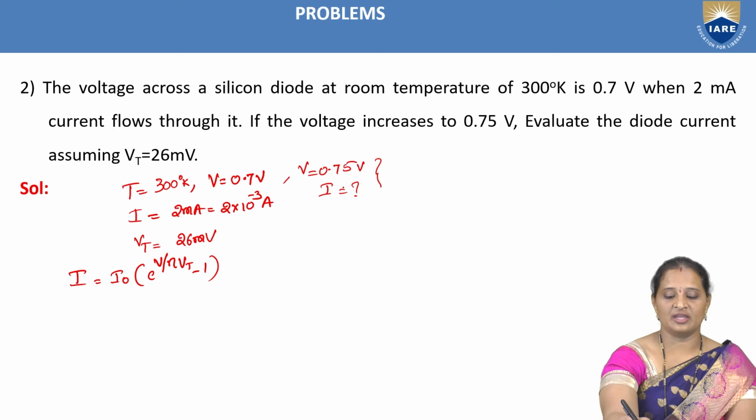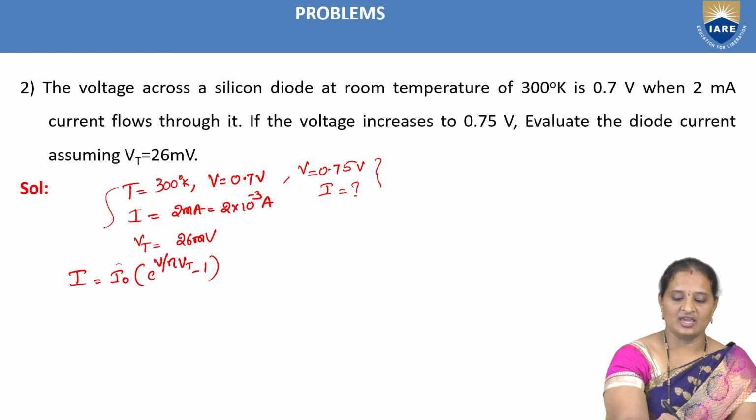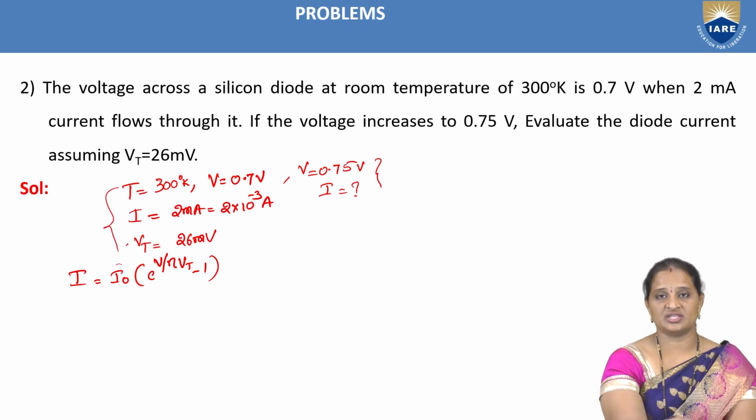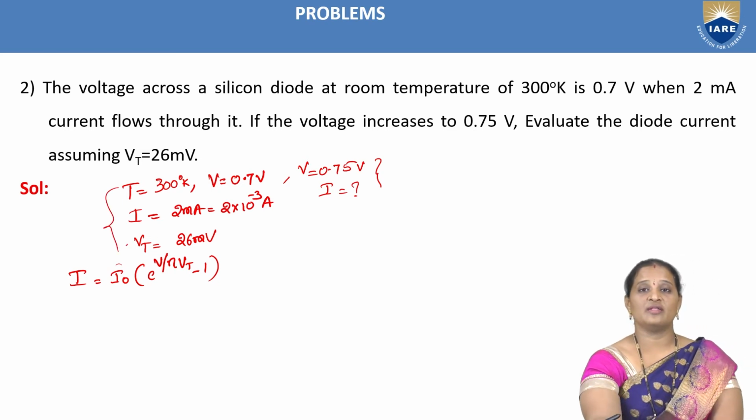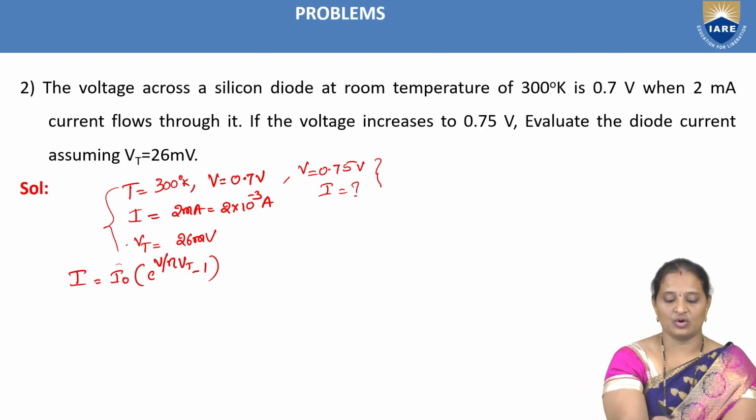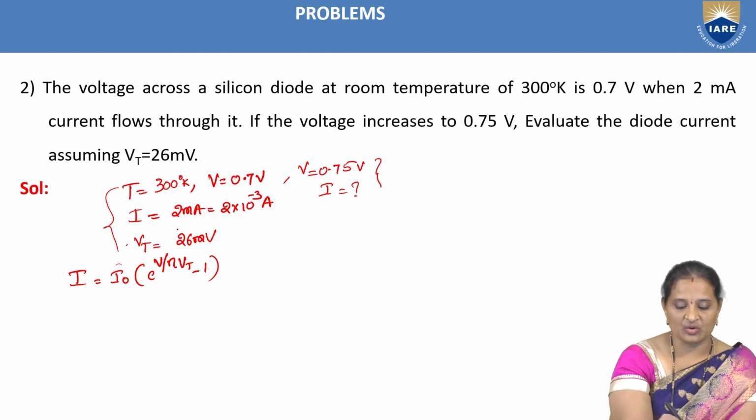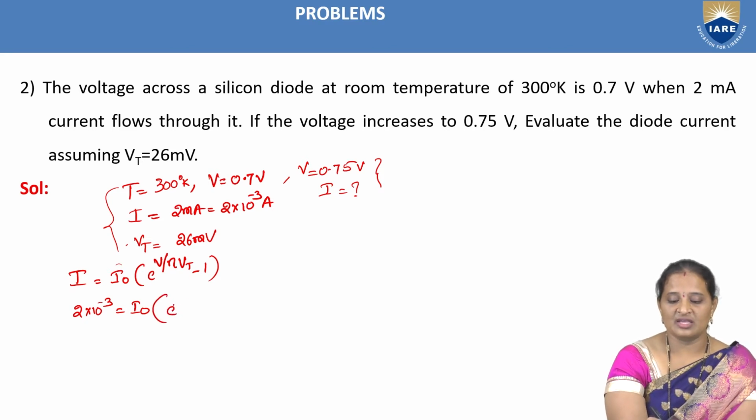So to calculate the current at 0.75 volts, I should know this I naught. For that, taking these specifications given, I'm going to find out the reverse saturation current I naught. So now substitute all these values here. I is 2 into 10 to the power of minus 3, and I naught we don't know. We have to calculate it. E power V is known.